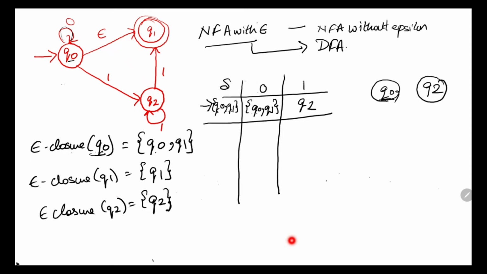Which is the next column state? This one, 0 and 1. These are the next state columns, right? Now we will look for any new state. Do we find any new state?